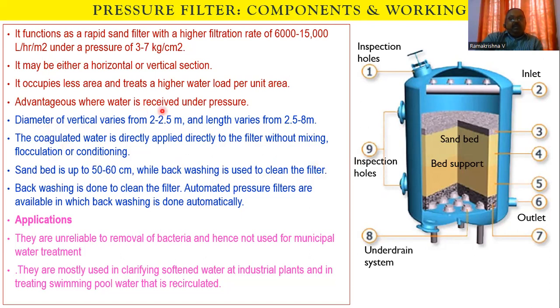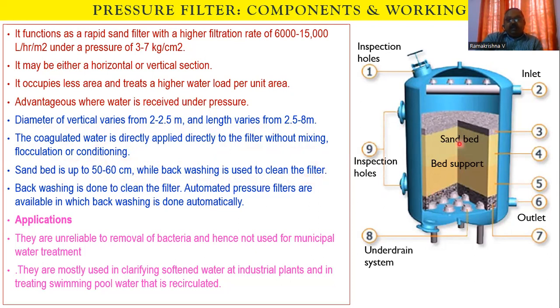Advantages: water is received under pressure, and the diameter of the vertical varies from 2 to 2.5 meters, and length varies from 2.5 to 8 meters. The coagulated water is directly applied to the filter without mixing, flocculation or conditioning. Sand bed is 50 to 60 centimeter, while backwashing is used to clean the filter.